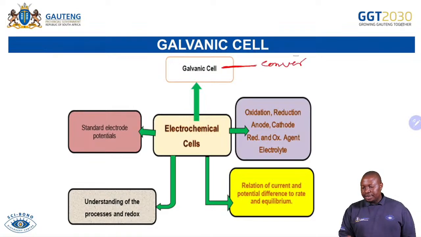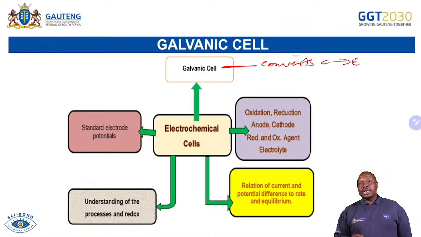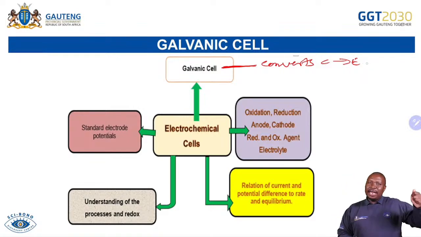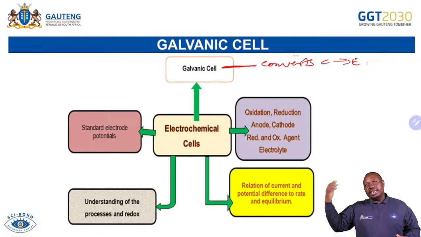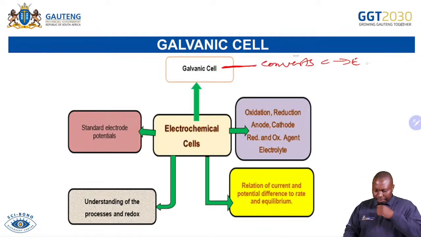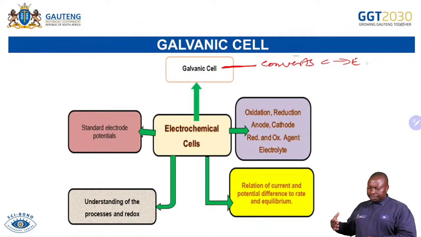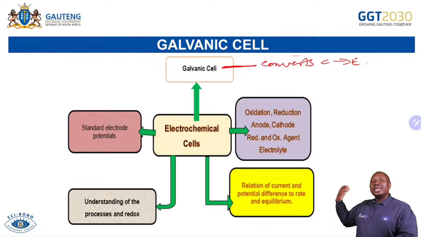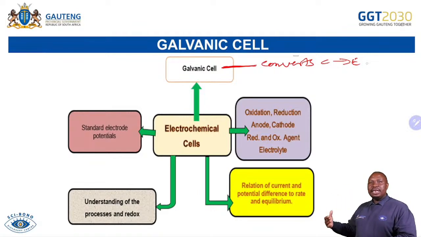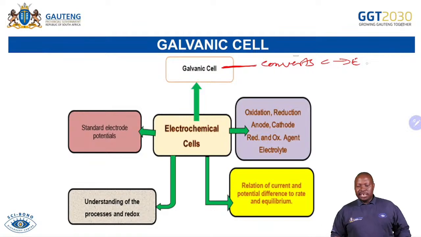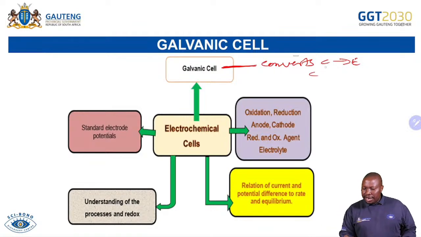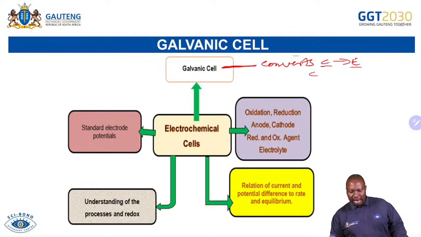The energy conversion is very important for the definition: it converts chemical energy to electrical energy. You write it in full. It converts chemical energy to electrical energy, while an electrolytic cell is from electrical energy to chemical energy. Don't make a mistake, because in paper one we were talking about mechanical energy. Remember, mechanical energy is in paper one. Here we talk about chemical energy to electrical energy for a galvanic cell.